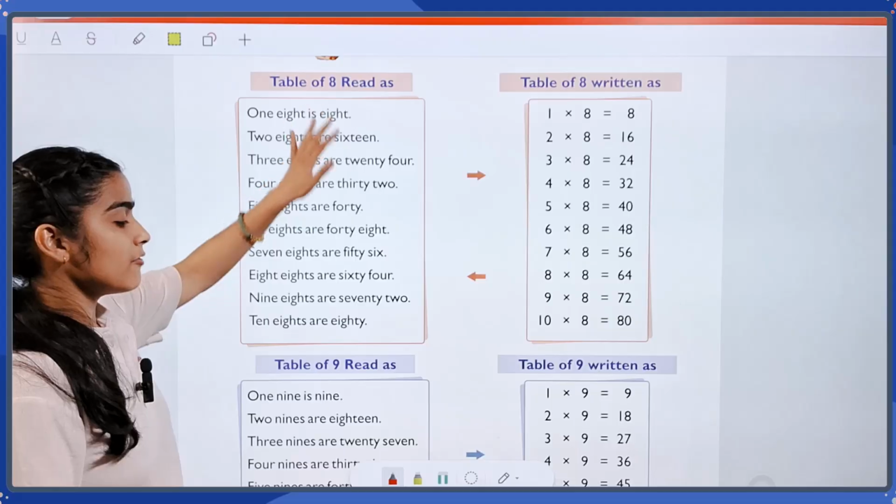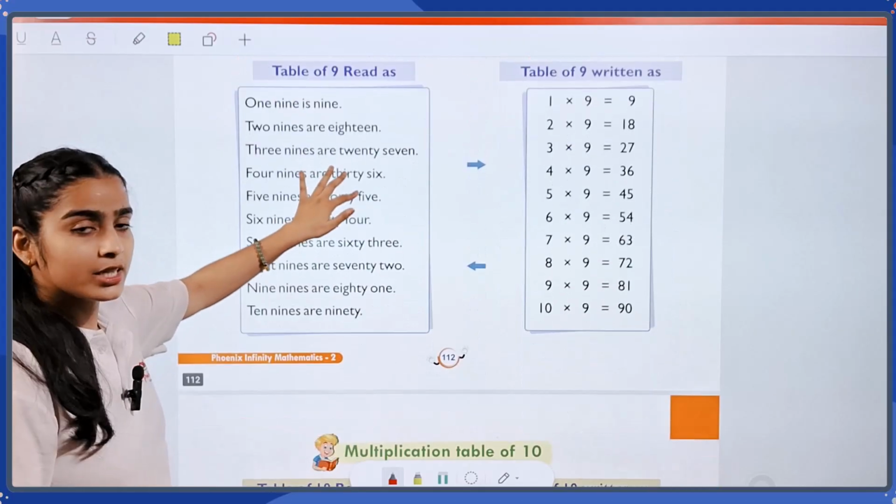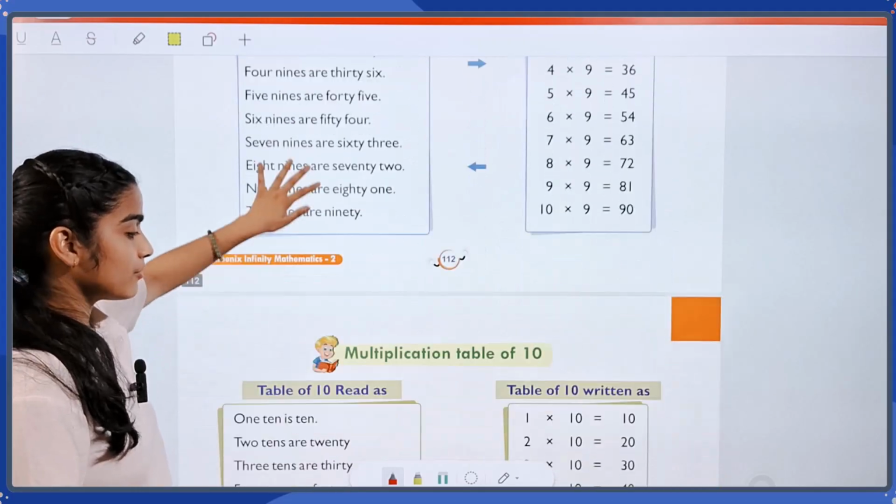Now again you have 8 and 9 tables. Similarly, as we read 6 and 7 tables, you have to read this one.